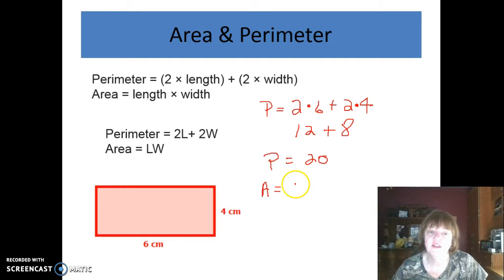Now, the area is even easier. Area is the length times the width. So 6 times, oops, 4, not 2. I was thinking that wasn't right. Yeah, there we go. 6 times 4, which is 24. So the area is 24.